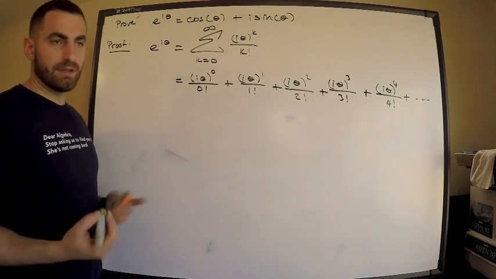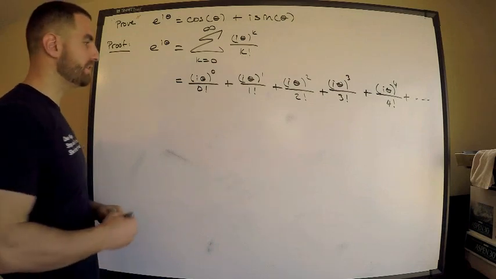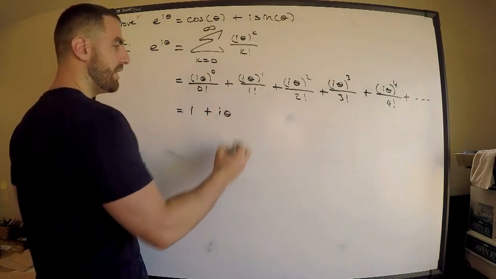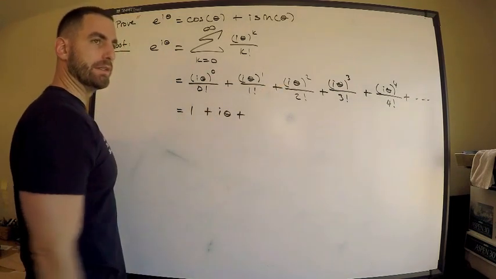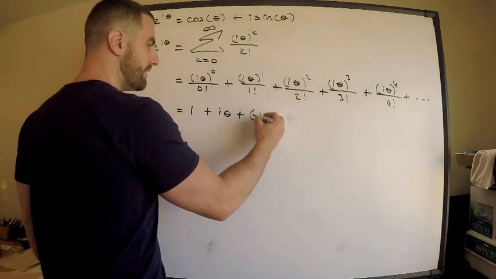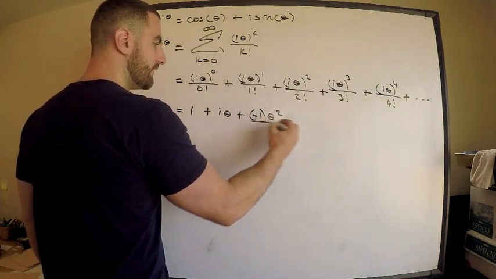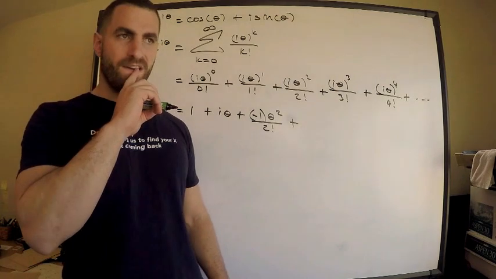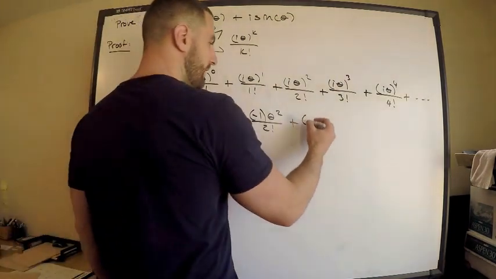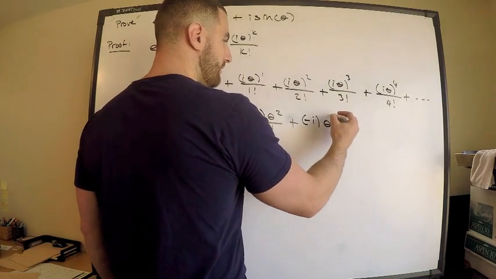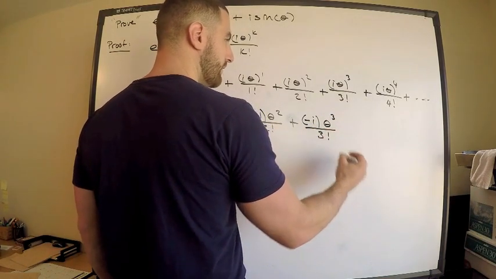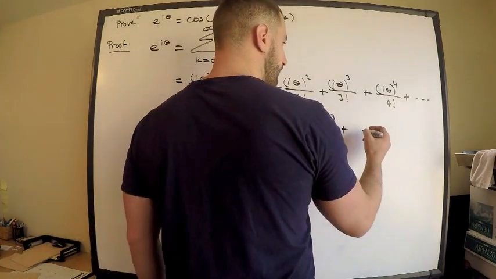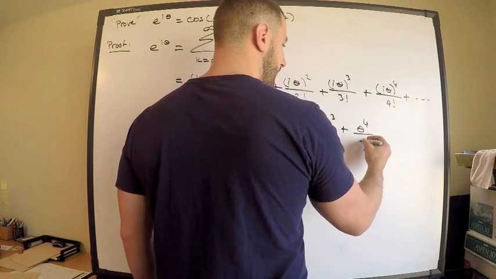(i theta) to the 0, that's 1. 0 factorial, that's 1 by definition. So this is 1 plus i theta, plus, what is i squared? i squared is negative 1, so this is negative 1 times theta squared over 2 factorial, plus, what is i cubed? i cubed is negative i. This is negative i theta cubed divided by 3 factorial, plus, what is i to the 4th? That's right, it's 1, because everything repeats after that. So this is theta to the 4th over 4 factorial.